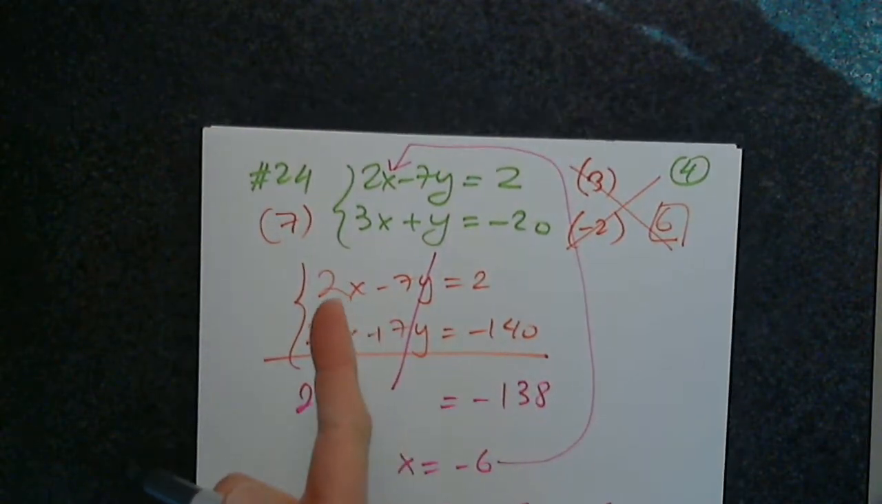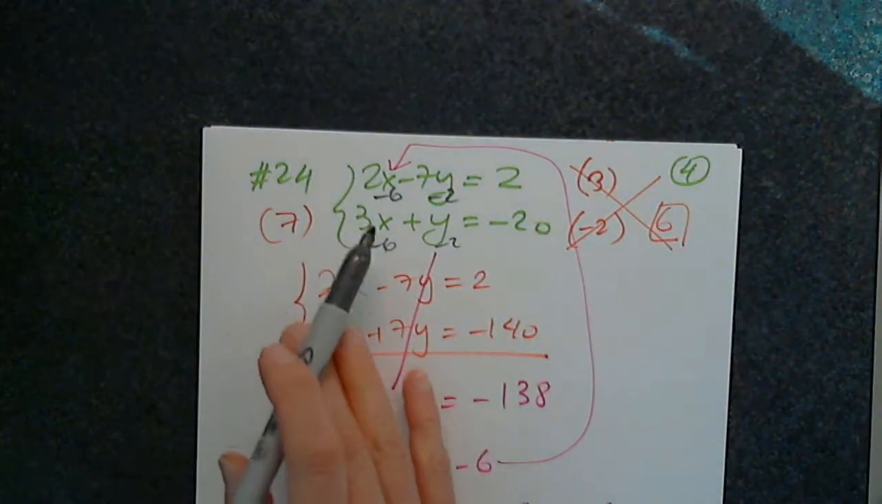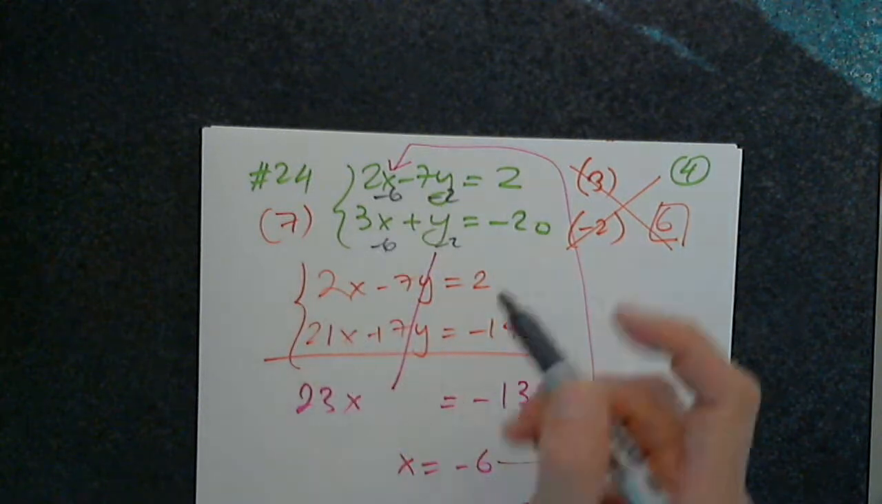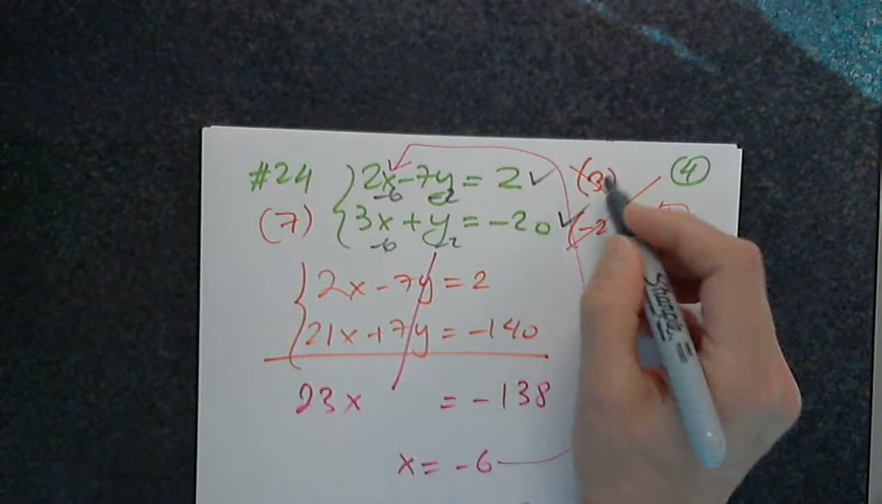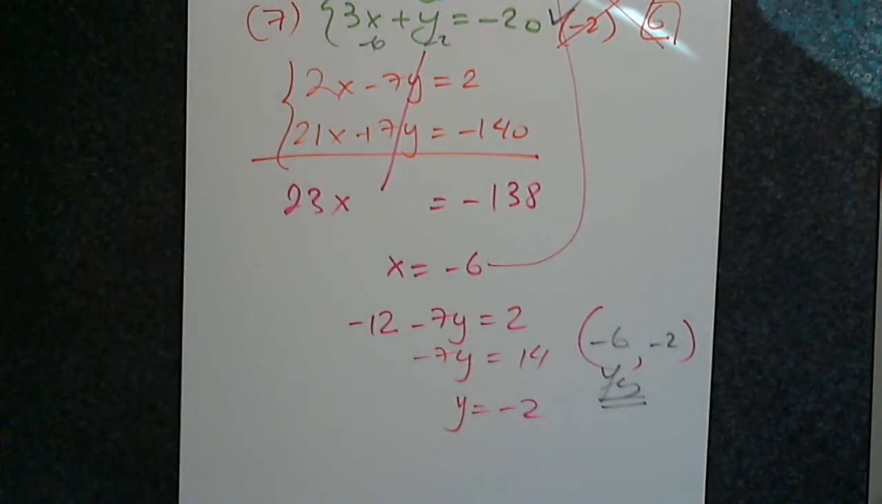So I go back to the original problem. Negative 6, negative 2. Negative 12 plus 14, yes, it is true. Negative 18 minus 2 is negative 20, of course. So then I'll say yes. That is the correct answer. We don't need anyone to tell us. We just checked.